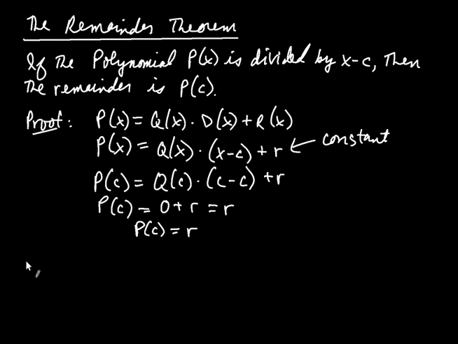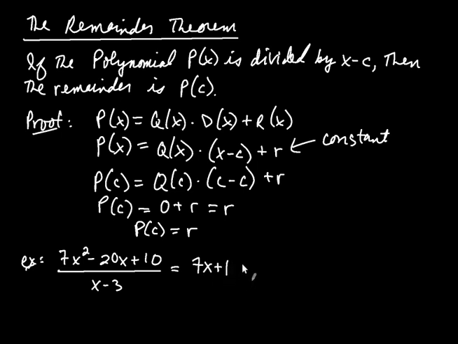So in the previous example, we saw that we had 7x squared take away 20x plus 10, and we divided that by, what was it, x minus 3, and we got 7x plus 1 plus 13 over x minus 3. And the remainder was 13, right? This theorem says that you can get that remainder simply by taking c, which is 3 in this case, and plugging it into that polynomial. Let's see if that's true.